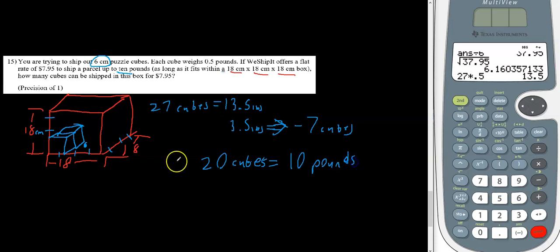And so whenever you're doing a problem like this, you actually need to figure out the max volume and the max weight. So the max volume was 27, the max weight in this case was 20, and you need to see which one you exceed first. In this case, it was the 10 pounds, and so the answer would be the max amount of cubes I could fit in this box and ship it at $7.95 is 20 cubes.